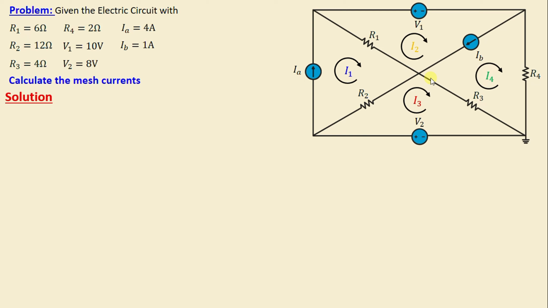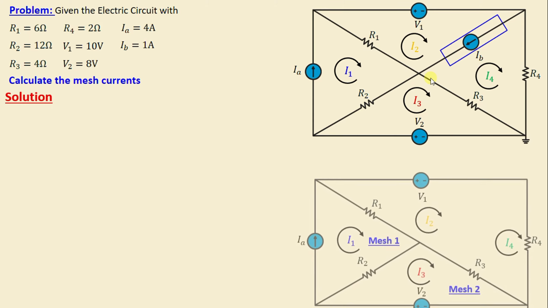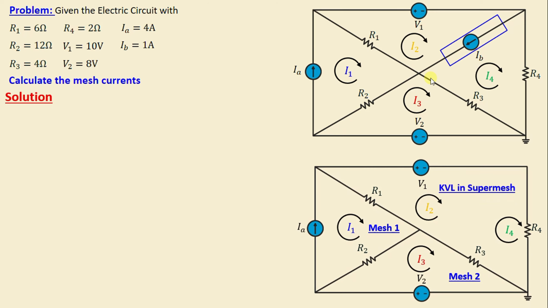After we finish the assignment of the mesh currents, we need to remove the branch containing the current source IB. Then we obtain our supermesh. Let's start first by applying KVL in supermesh.